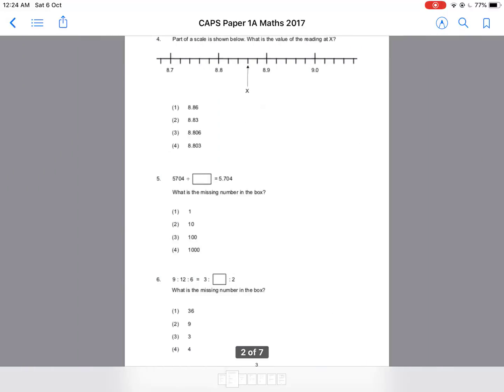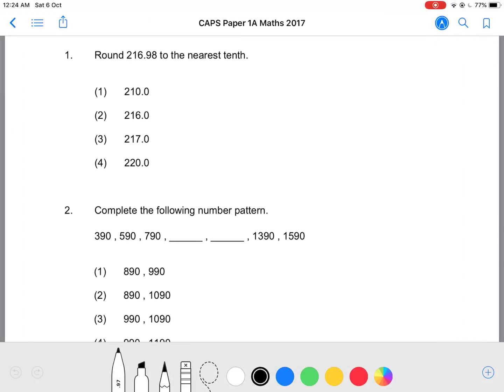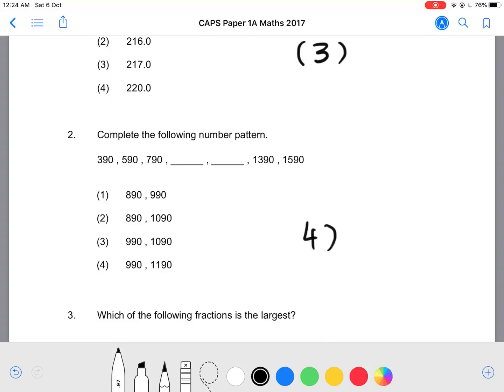Okay, so one very good example is this question number 1, which I'm not going to spend time going through, so you can do your own self-marking. Same for question number 2.